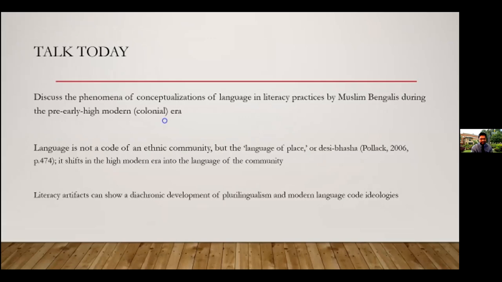My talk today will show that Bengali did not start out as a code for an ethnic community, but was a language of place, or Desi Bhasha. It shifts in the high modern era into the language of the community. Literacy artifacts that I show here show a diachronic development of plurilingualism on the one hand, yet modern language code ideologies on the other, that emerge in Muslim Bengali communities during the 19th century.